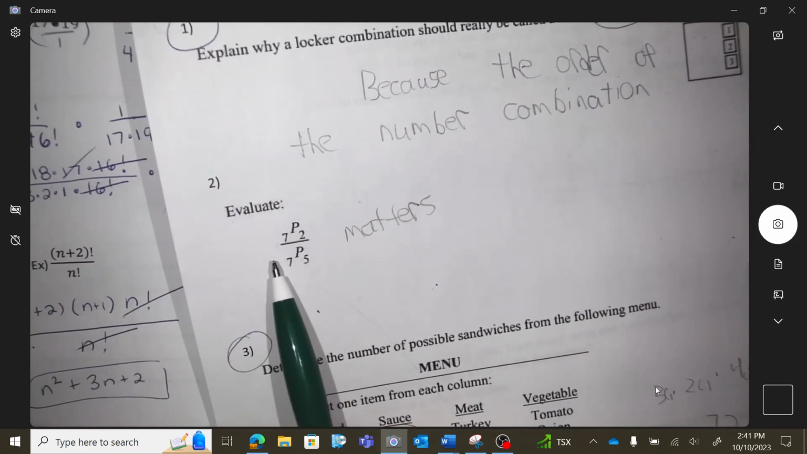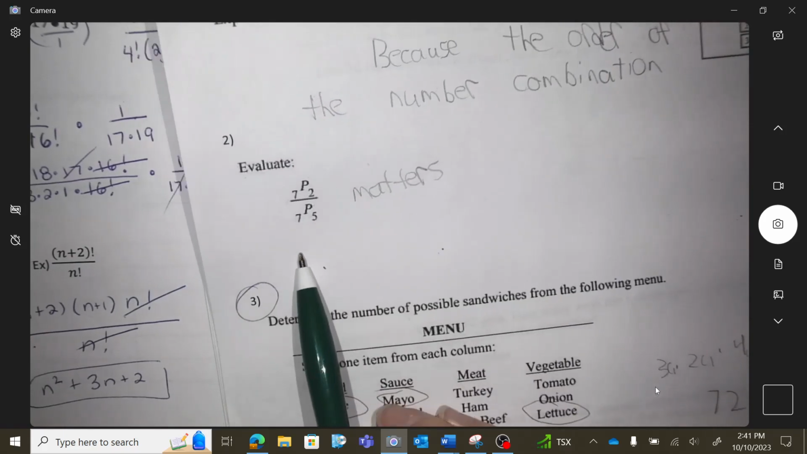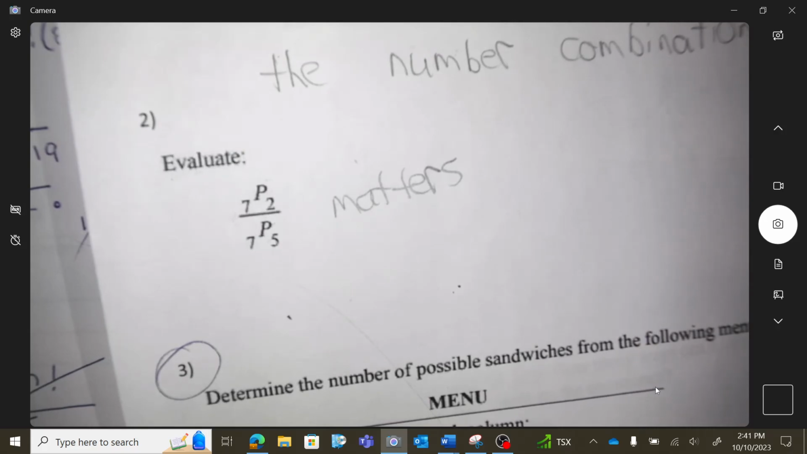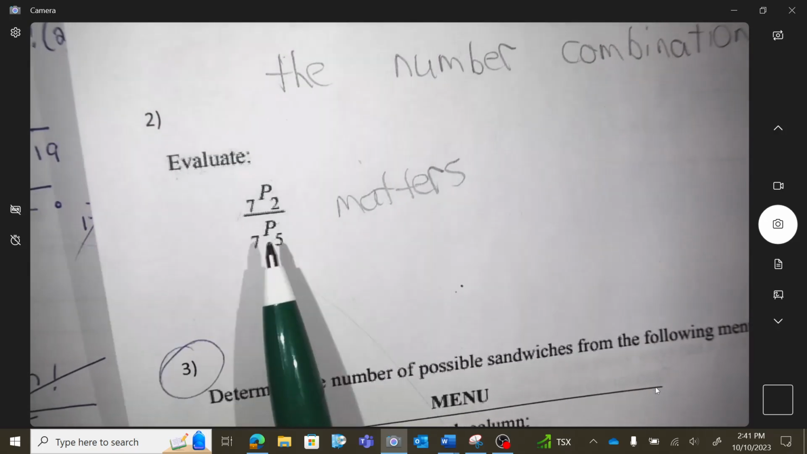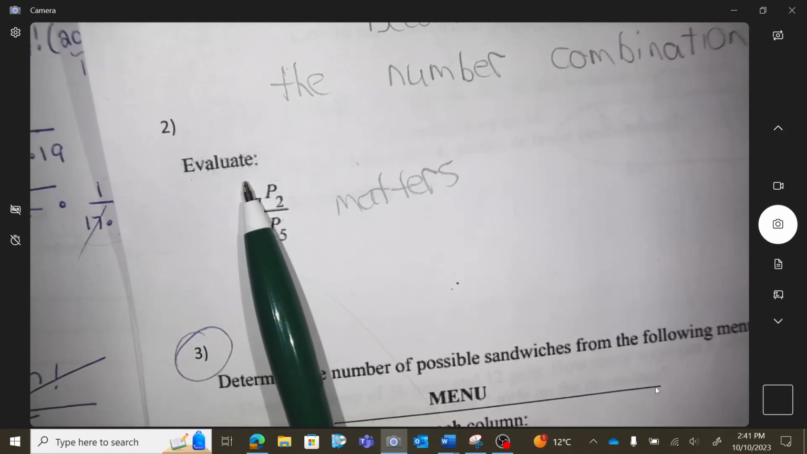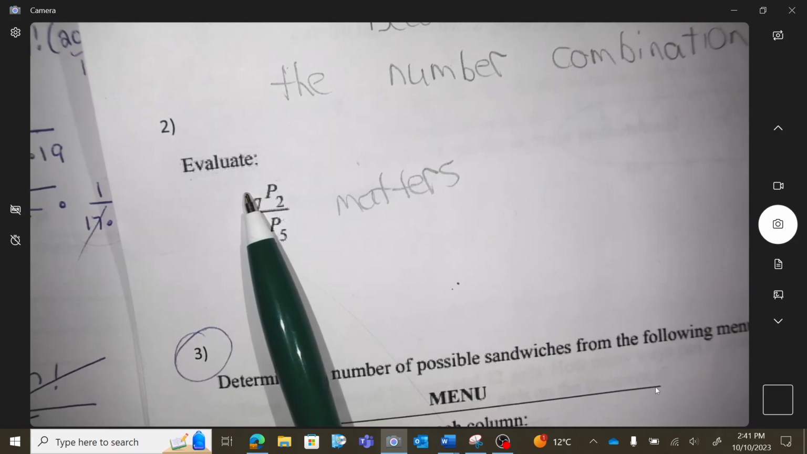On page 1, you can do this question now. What does the word evaluate mean? Evaluate in math means you should come to a number answer.